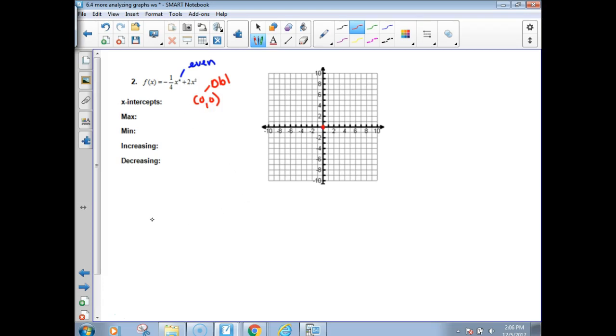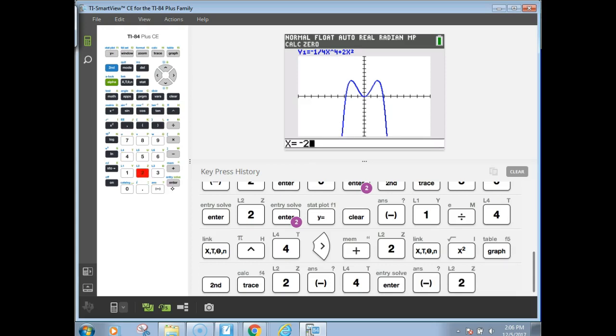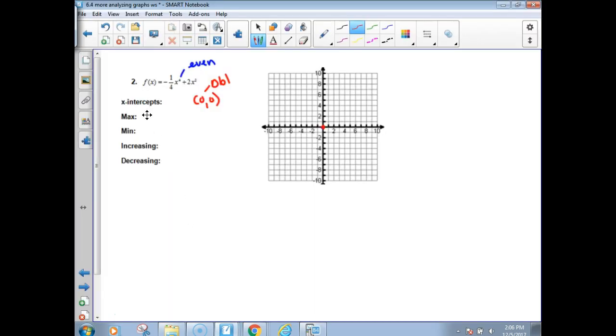Okay, so I'm going to go back and finish calculating. So I had said second trace, and I want a left bound. -3 will work, or -4 I'll stick in. Make sure I'm way to the left of that 0. And then -2 for maybe a right bound. Enter again. And I found out that's -2.830. -2.830 is a 0. (0, 0) is a 0.